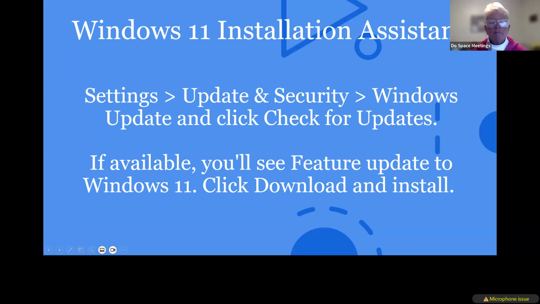So how do I know if my PC is eligible for Windows 11? You're going to go to settings and to update and security to Windows, and you're going to do an update and click check for updates. And if available, you'll see the feature update to Windows 11, and then you can download and install it.